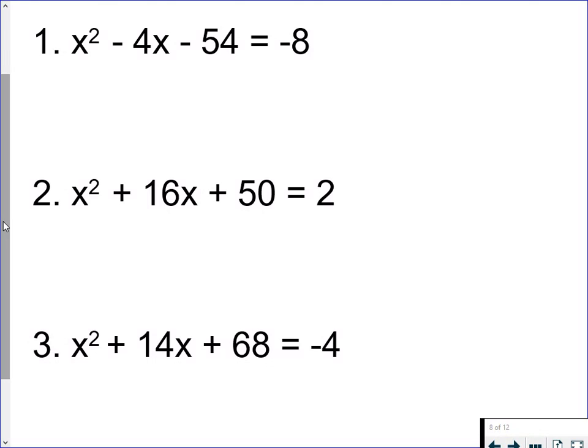How many of y'all are done or are on the last one? Okay, cool.